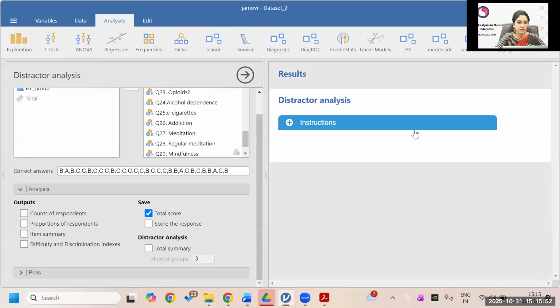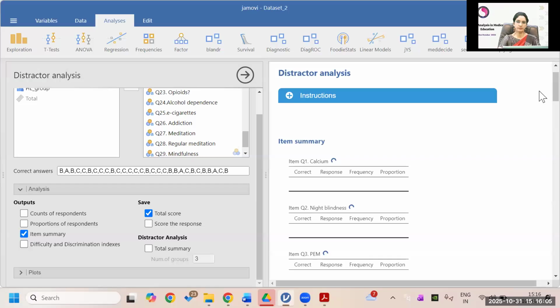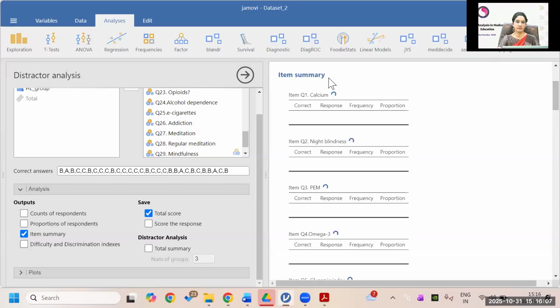But again, in analysis, you will go to the item summary. So in the output, first click on the item summary. Item summary tells you about a particular item. When you click that, it will appear like this. It will give you the individual item summary in terms of its difficulty.